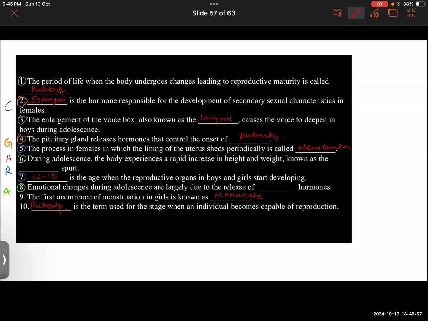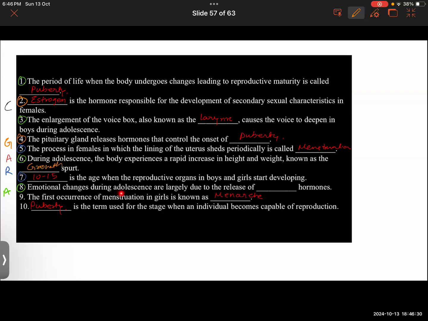Okay, is there anyone who is left here? Question number 6 was left for someone to do. Roni, you still haven't answered it. Okay, others can answer the questions which are left. I'm not going to wait this much then. During adolescence, the body experiences a rapid increase in height and weight, known as the, what do we call this? Growth spurt. Exactly, that is the growth spurt.